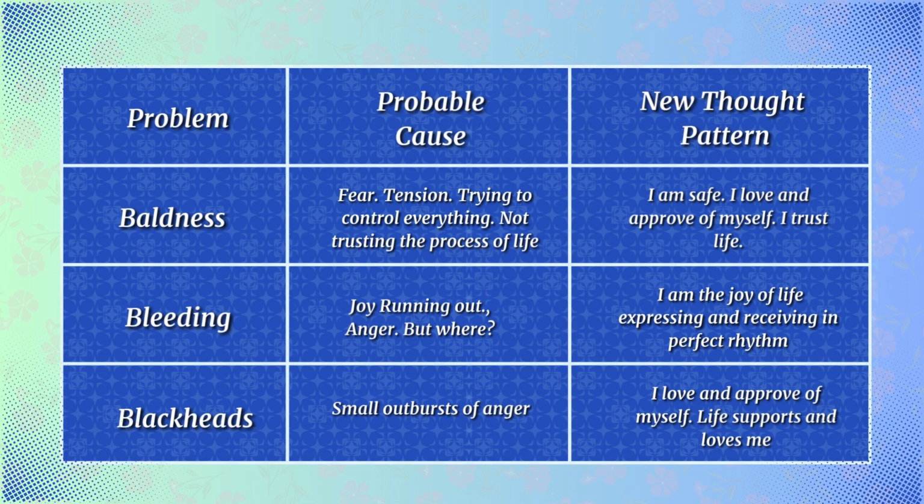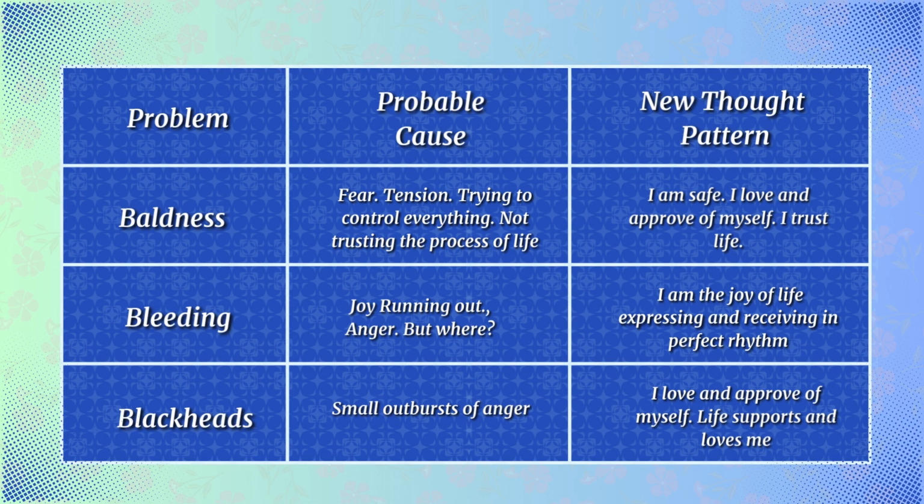But where you are actually forcing yourself, or where you are putting frustrations on, maybe you are very frustrated, very angry, maybe you are imposing your anger on someone else. So why are you doing that? Because maybe you are bleeding. Both of them are interrelated, the problem and the probable cause. So the new thought pattern is: I am the joy of life, expressing and receiving in perfect rhythm. If you're not receiving the joy in your life, that is just because you're very angry and you may be bleeding.